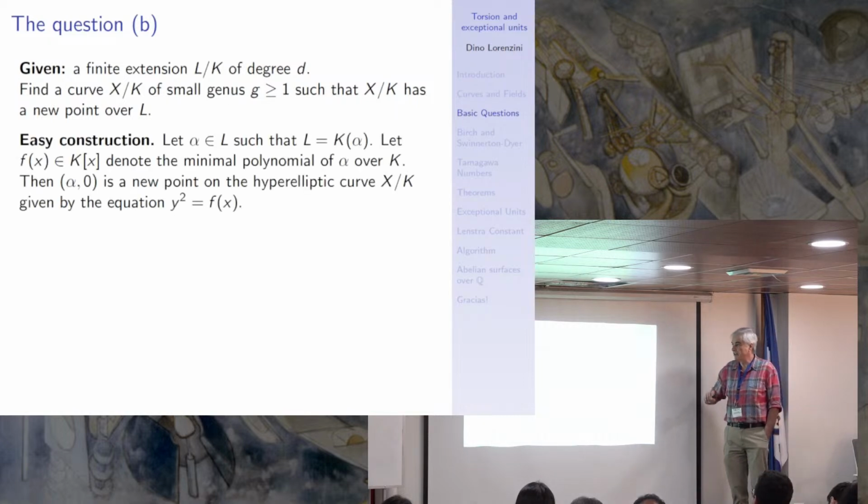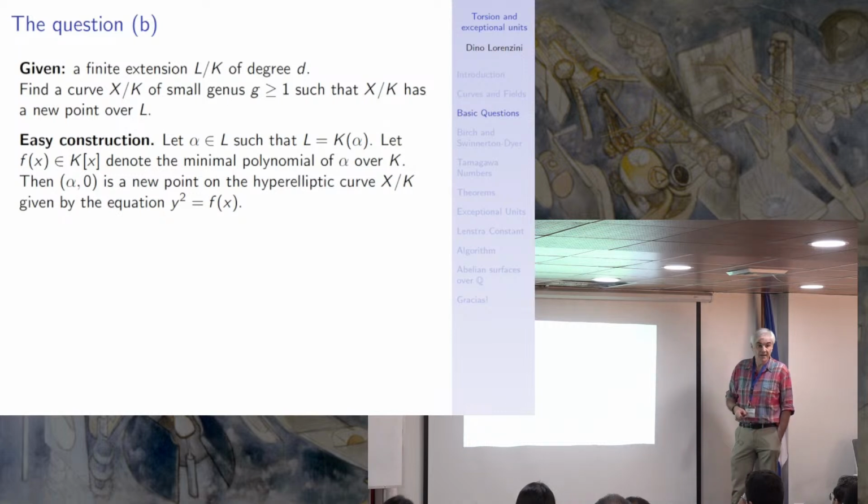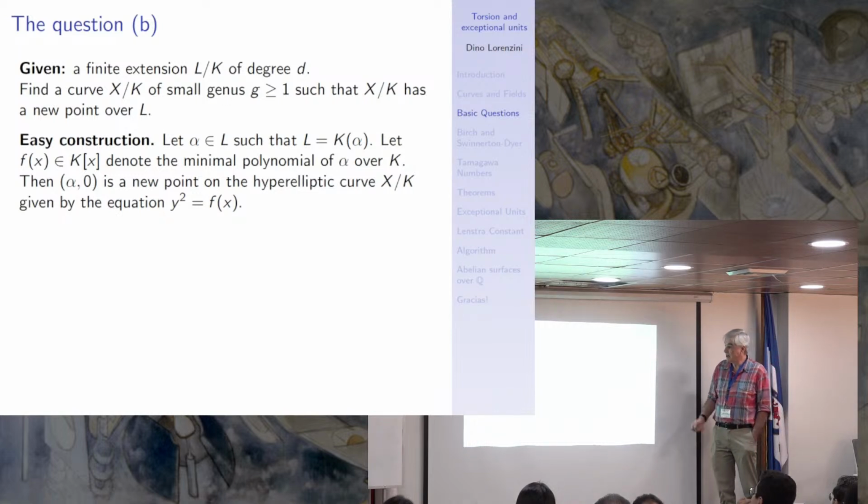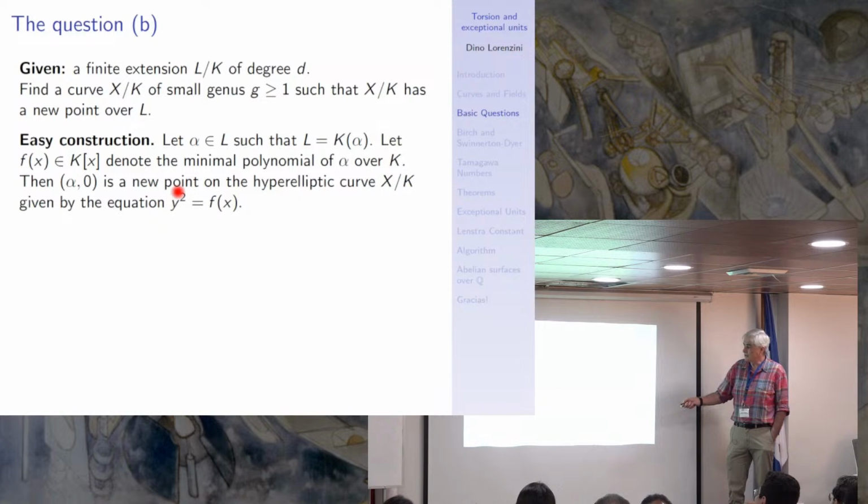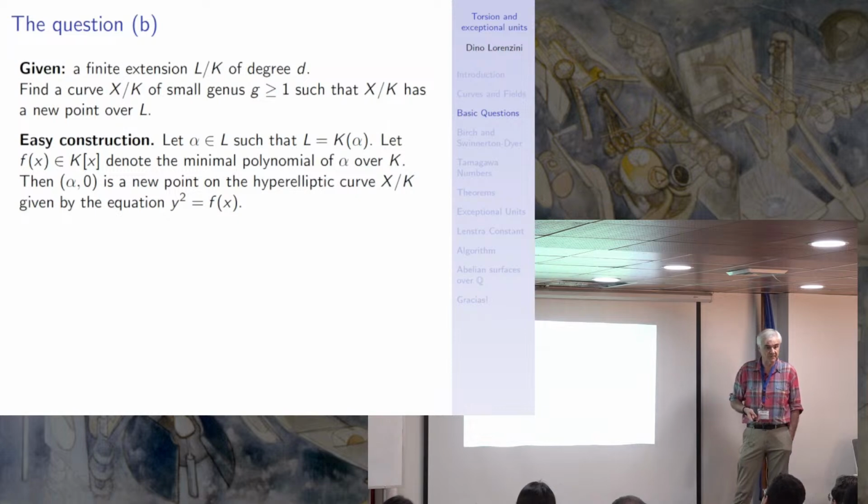So when you start thinking about it, everybody will come up with this, right? Your field L contains an element that generates it. We're over a number field, so we have a separable element. And then you take the minimal polynomial of that element. That's f of x in my notation there. And then you look at the hyperelliptic curve, y squared equals f of x. And that has the new point, alpha 0, right?